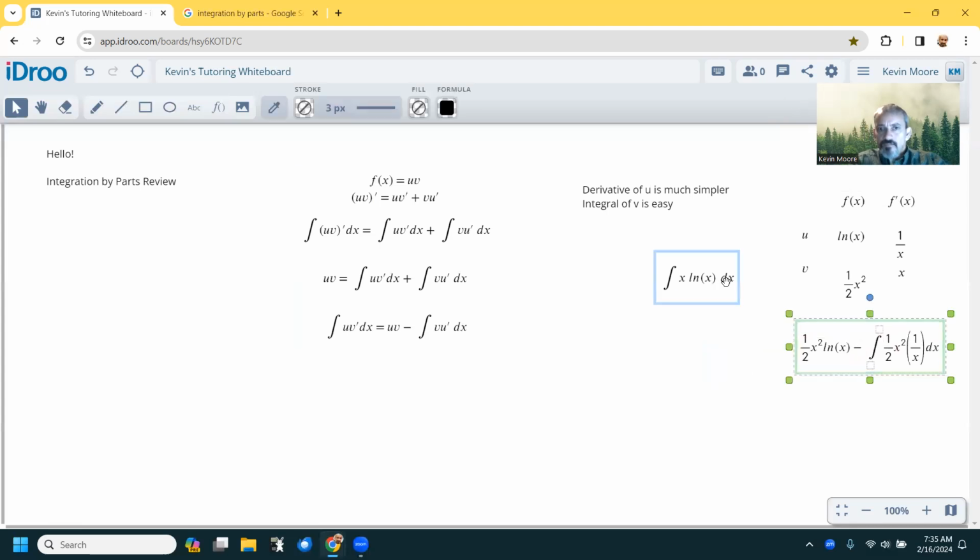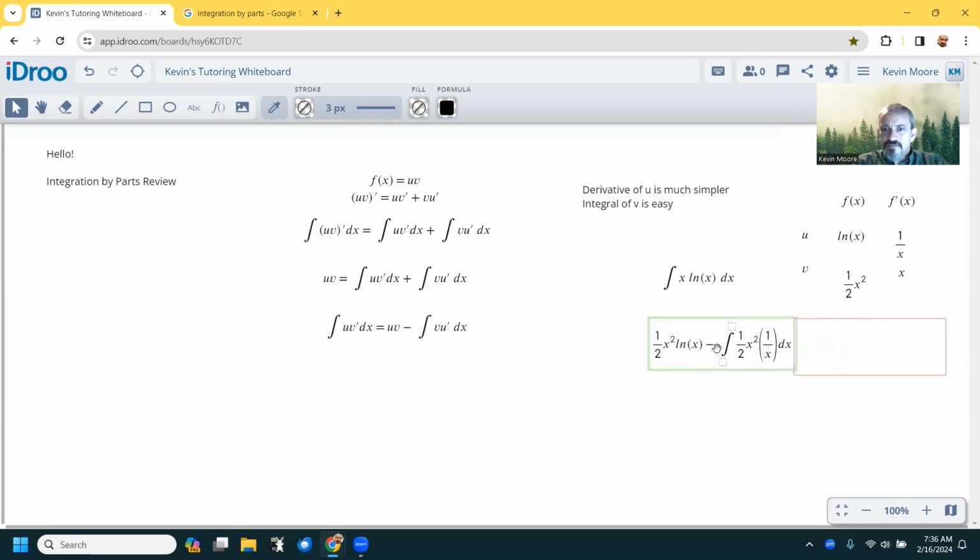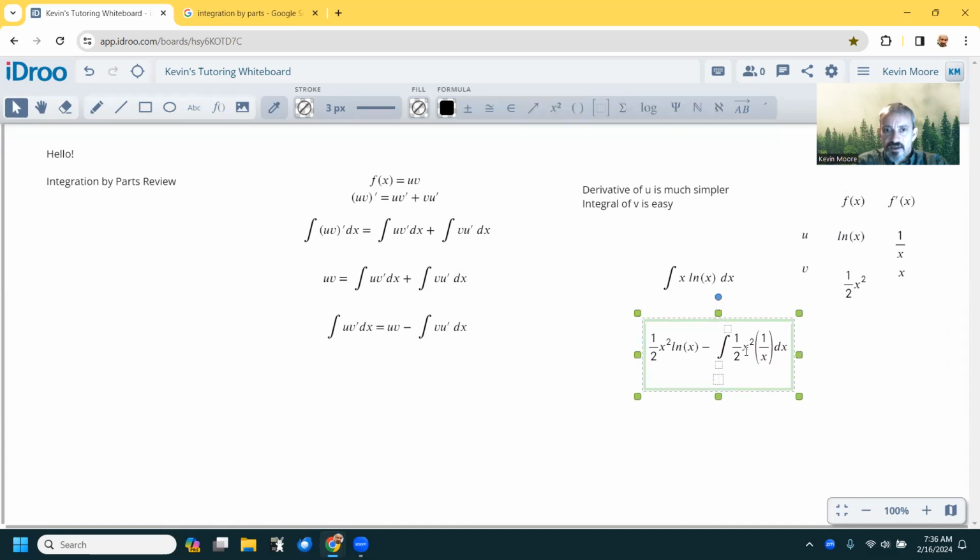But the whole point is that one of the functions is simpler when you take the derivative. The other one we can easily take the integral of. As another example, if e to the x is in here, you usually want to make that f prime of x because it's easy to take the integral of e to the x power. Let's finish this up, and you'll see that what I get, 1/2 x squared ln x minus the integral of 1/2 x dx, gives us 1/2 x squared ln x minus 1/4 x squared, and don't forget the plus a constant.